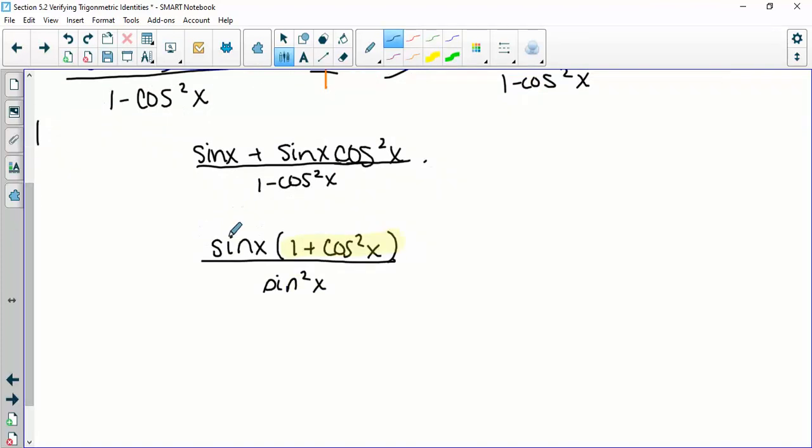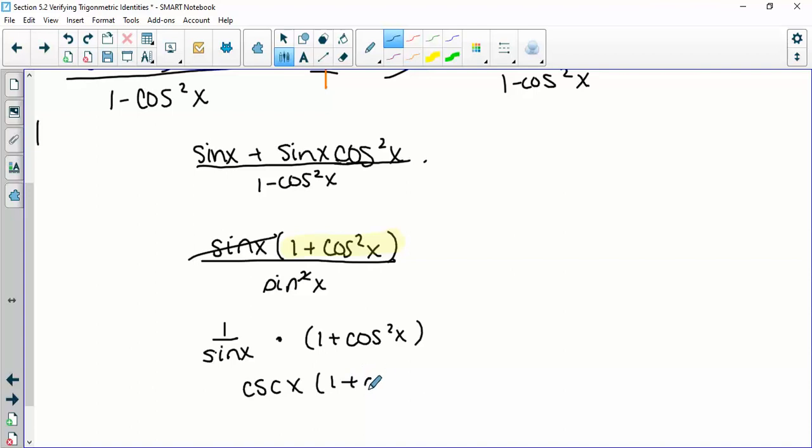If you have a sine on both top and bottom, you just divide out. Why do you have sine x on the bottom? Okay, I understand. So what we're left with is 1 times sine, or 1 over sine, times 1 plus cosine squared. And 1 over sine is cosecant. And we got that.